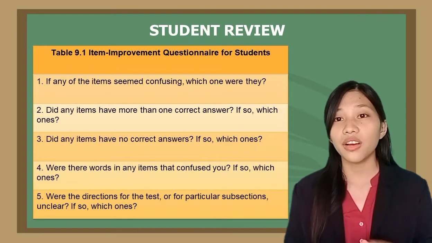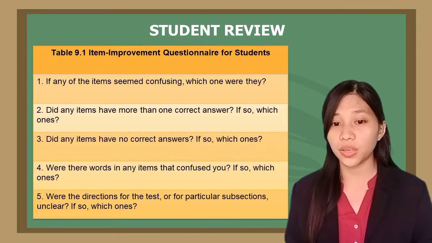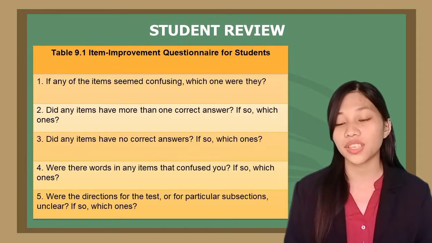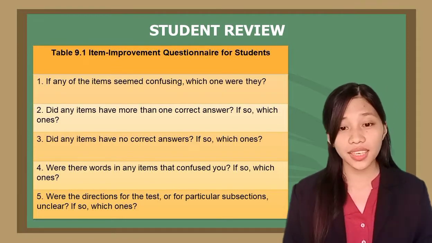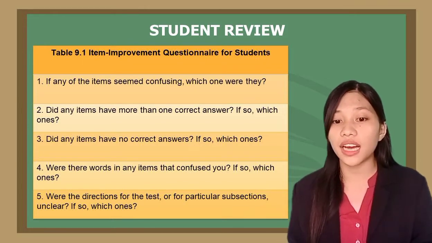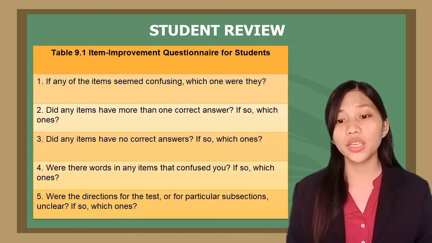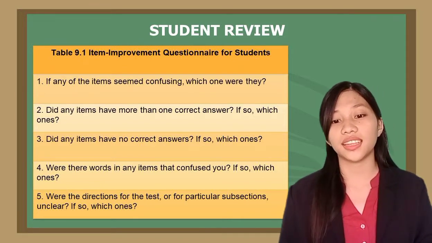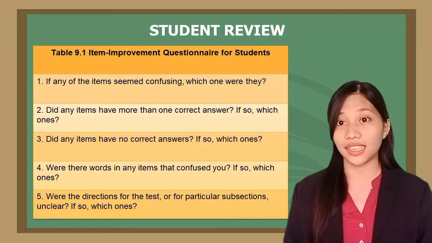It is better to conduct the review activity a day after taking the test so the students still remember the experience when they see a blank copy of the test. So here we see the students' review, in which it is the Table 9.1 item improvement questionnaire for students. Number one question in the questionnaire is, if any of the items seem confusing, which ones were they? And then the second one, did any items have more than one correct answer?